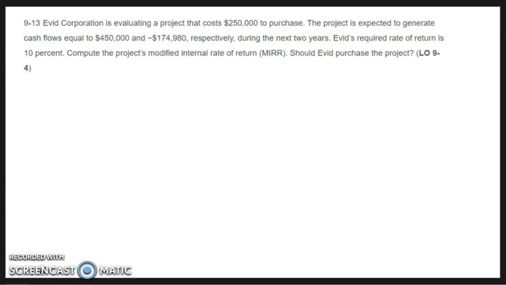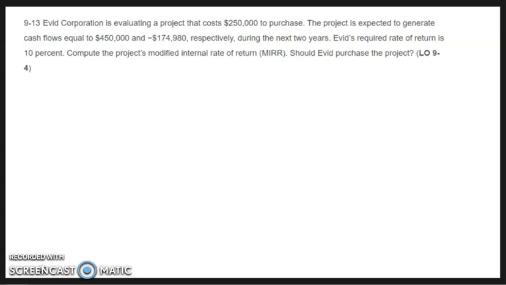EBID Corporation is evaluating a project that costs $250,000. The project is expected to generate cash flows equal to $450,000 and negative $174,980 respectively over the next 2 years. EBID's required rate of return is 10%. Compute the project's modified internal rate of return. Should EBID purchase the project?